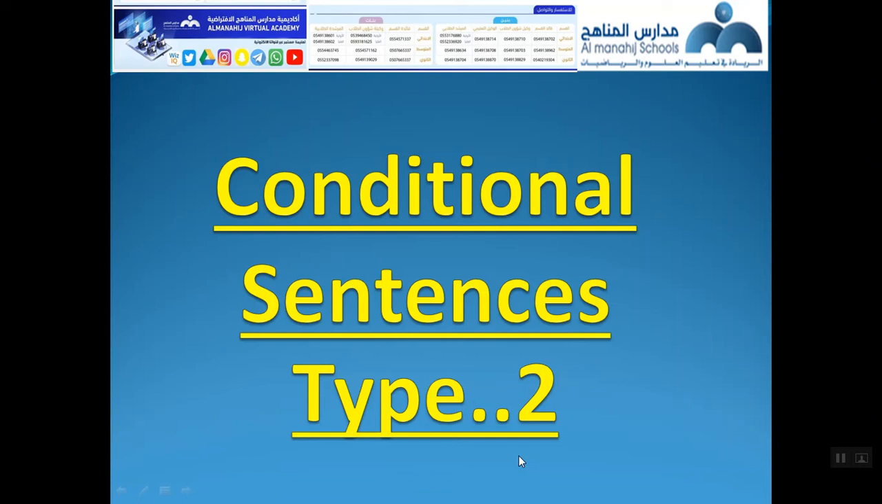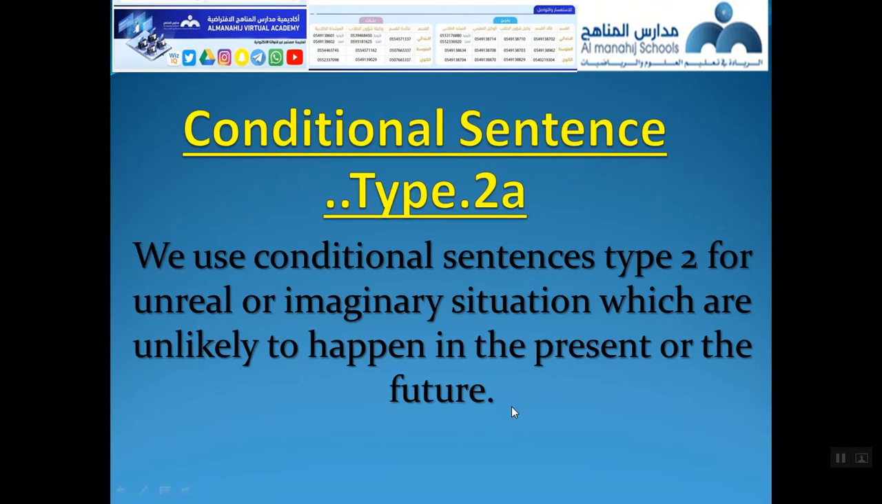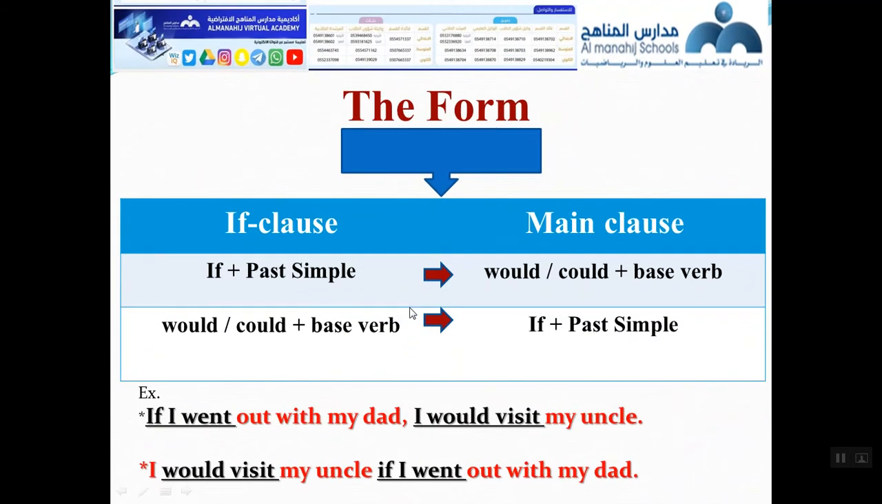But now we will go to conditional sentences type 2. We use conditional sentences type 2 for a real or imaginary situation, which will not happen, which won't happen. It's an imaginary situation, which is unlikely or impossible to happen in the present or in the future.